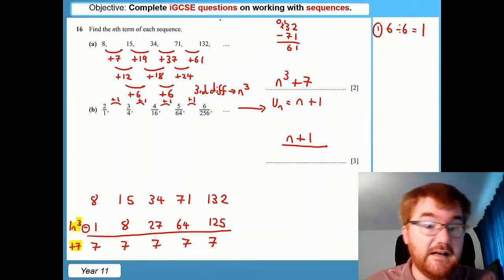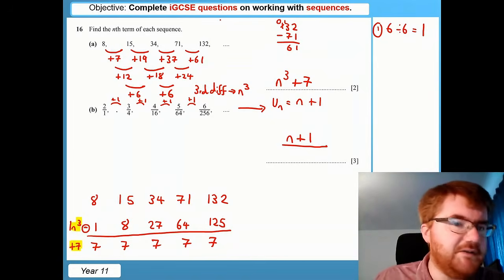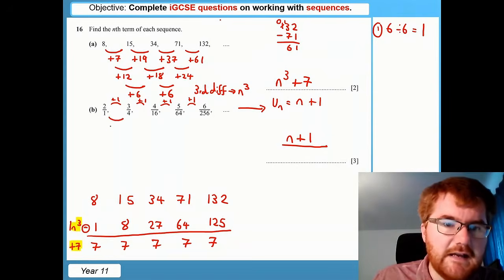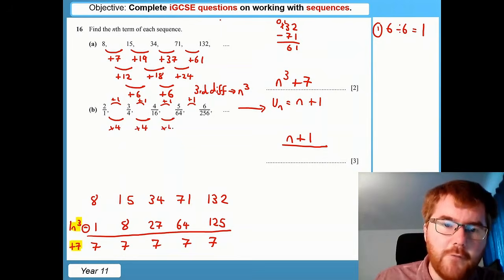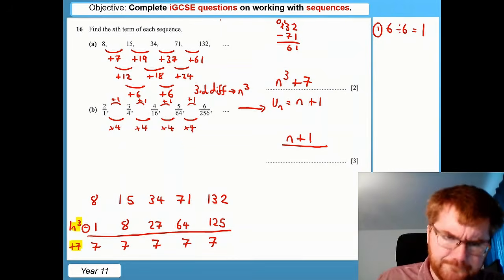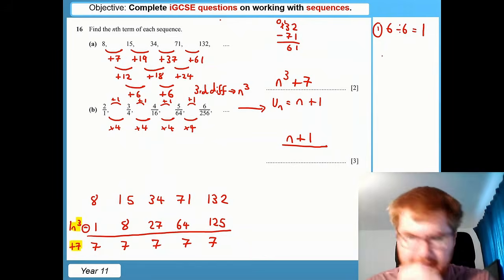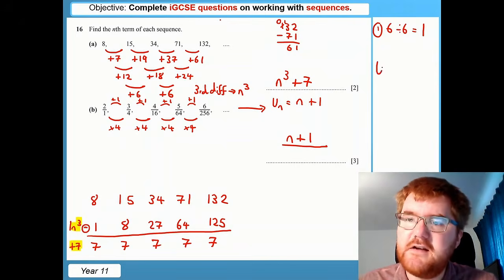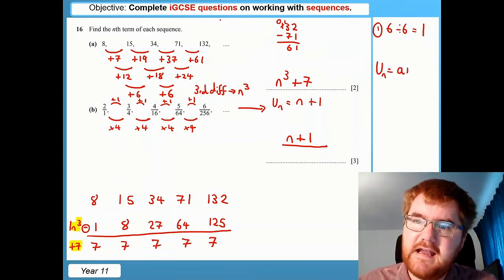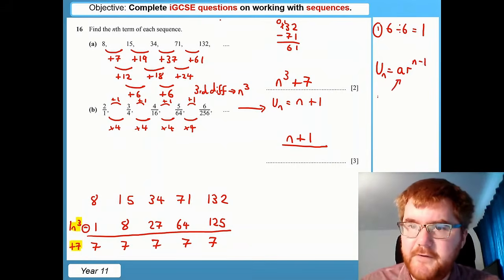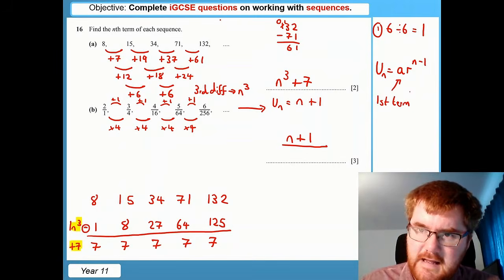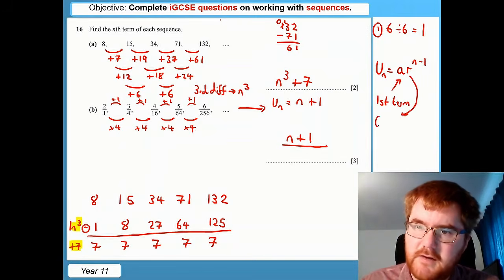What's a bit trickier is the bottom part here, because this is the first time we've seen what's called a geometric sequence. Notice we're timesing by 4 each time. Now there is a formula for the geometric sequence, so when you get timesing or dividing, and the way that we work this out is this formula here. So a r to the power of n minus 1, where a here is the first term, and the r here is what's called the common ratio, so what we multiply by each time.